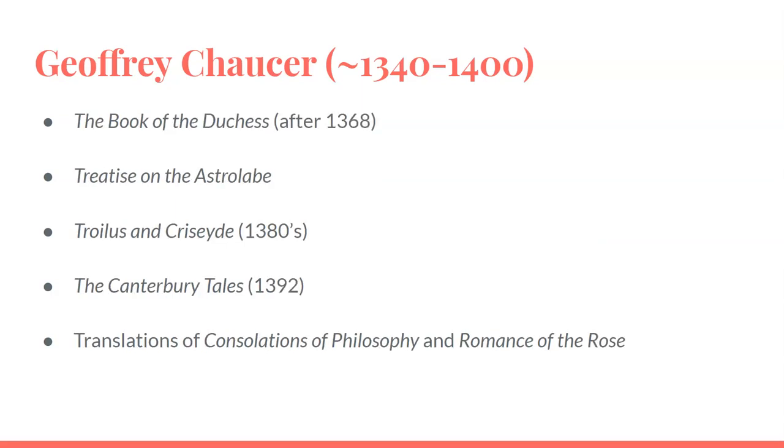So here's a short list of Chaucer's works. These are all of the major ones. The first book on this list, the Book of the Duchess, was actually written for his patron, John of Gaunt. It was written on the occasion of the death of John of Gaunt's first wife, and it's this really beautiful allegorical story that traces her life and then her experience in the afterlife.